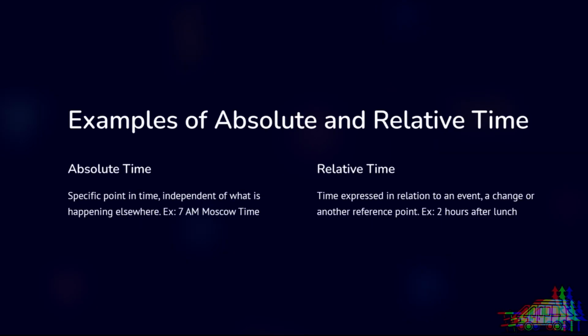Examples of absolute and relative time. Absolute time is a specific point in time, independent of what is happening elsewhere, for example, 7 a.m. Moscow time. Relative time is time expressed in relation to an event, a change, or another reference point, for example, 2 hours after lunch.